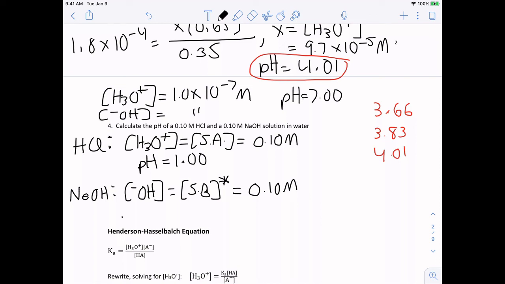I'm going to do the pOH version. So if I calculate my pOH, it's equal to 1.00, right? Negative log of 0.1 molar. And then my pH would be 14.00 minus my pOH, which gives me 13.00.